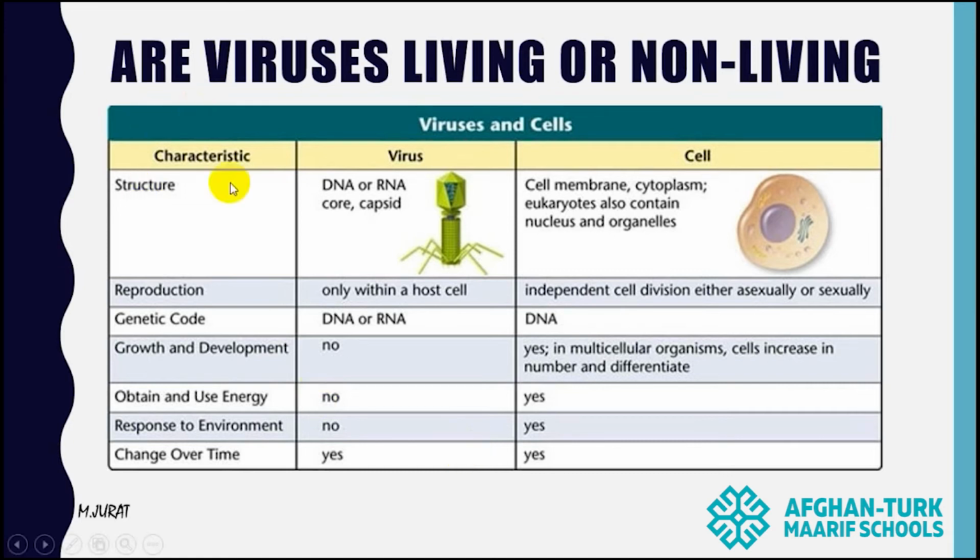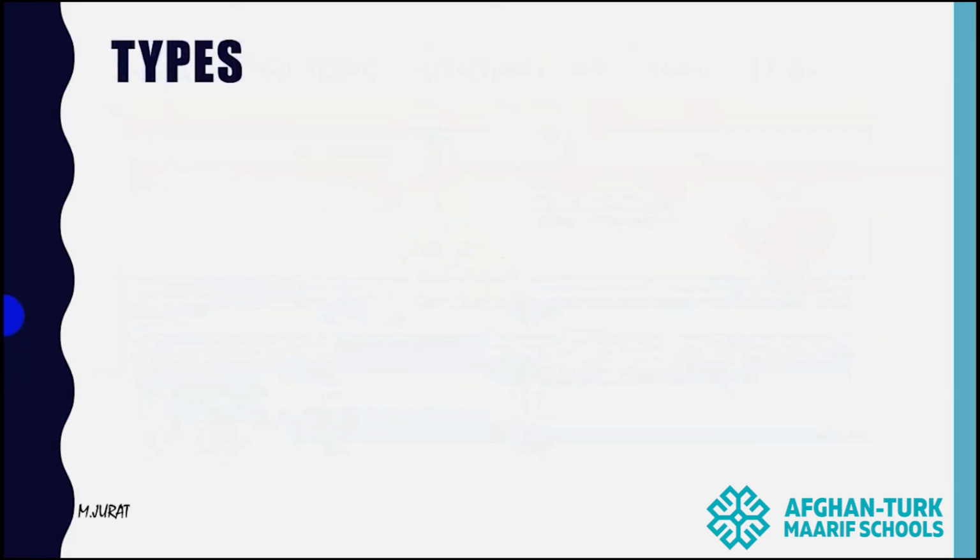So according to those characteristics of living organisms, we can understand that most of the features were no for the virus. That's why, because there is a lack of cell structure, lack of growth and development, lack of energy, lack of response, and other features, we proved that a virus is non-living. Now let's discuss the types of virus.